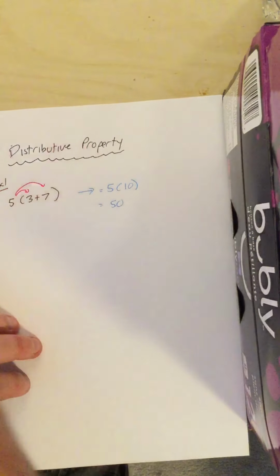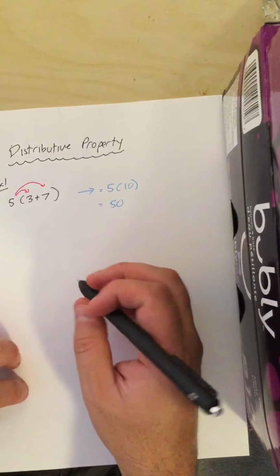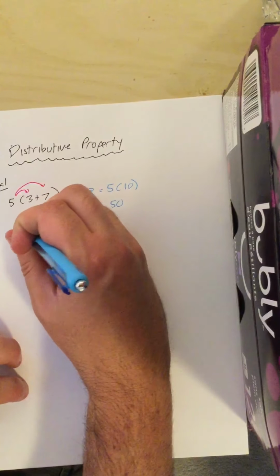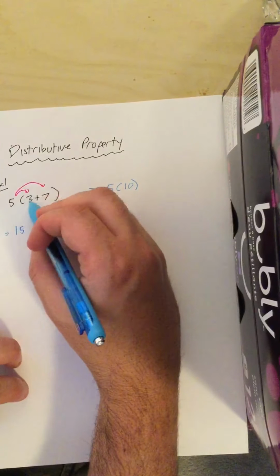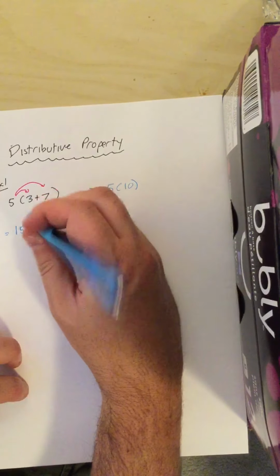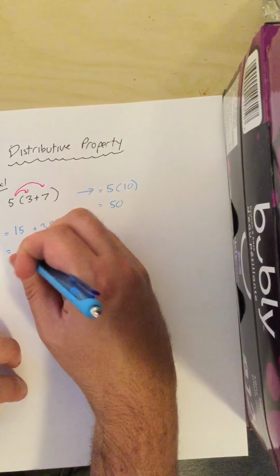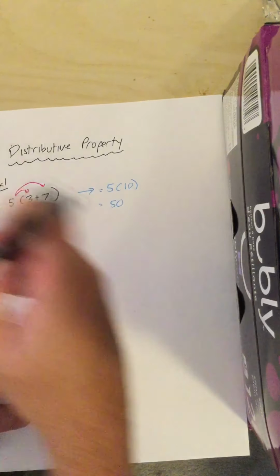So it's 5 times 3, 5 times 7. That's going to give us 5 times 3 is 15, and we get rid of the bracket at the same time. So 5 times 3 is 15, 5 times 7 is 35, and 15 plus 35 is 50.